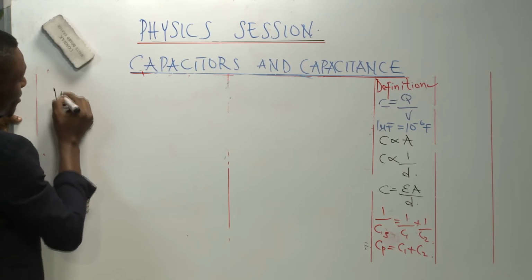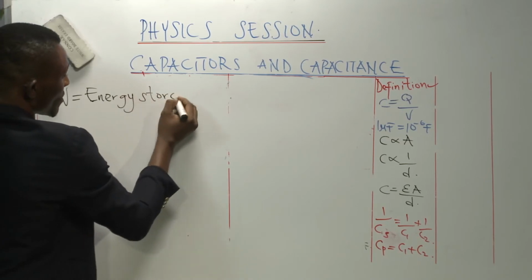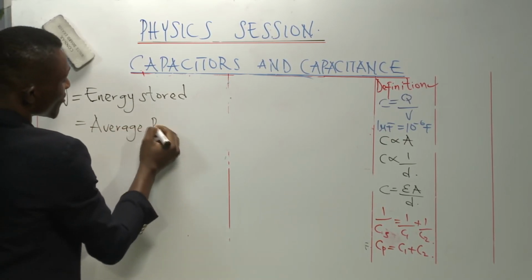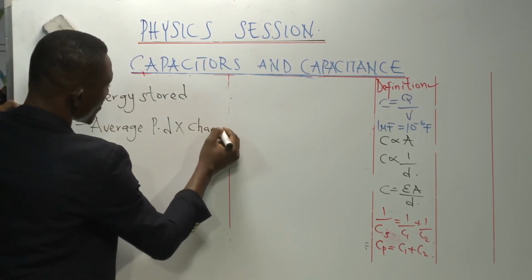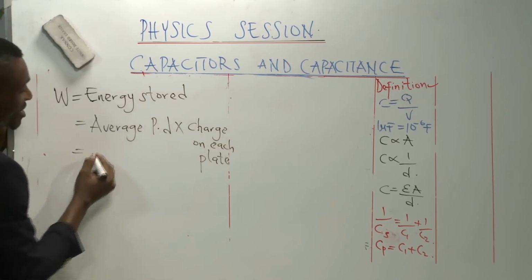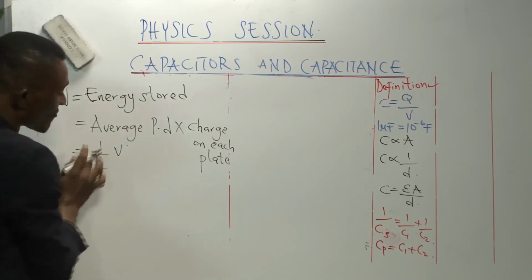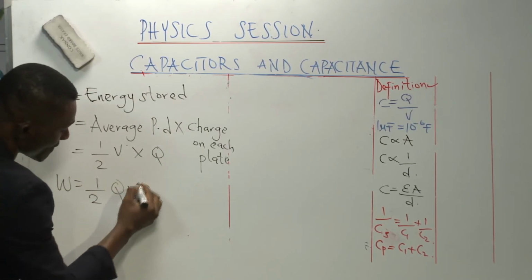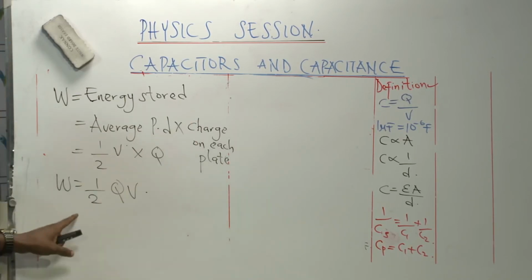Very simple. W, which is equal to the energy stored in a capacitor, is the product of the average potential difference, average PD, times the charge on each plate. So the average PD is given as half V, since we have two voltages, the initial and the final voltage. So we have half V times Q. Therefore, the work done is equal to half QV. So this is the formula for the work done by the capacitor. W is equal to half QV.